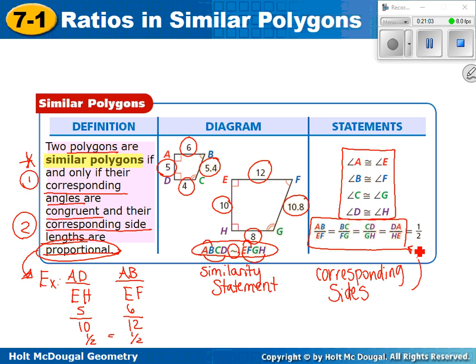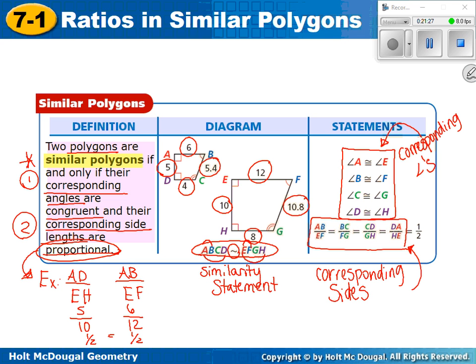So this would be listing the corresponding sides. This would be listing the corresponding angles. And every year I have students who miss this question because they're not paying close enough attention right now. So make sure you're following me. When it says list the corresponding sides, you are not going to say that they're equal to each other.